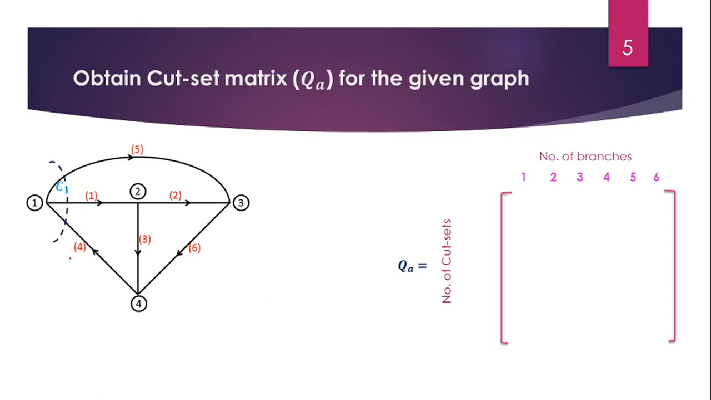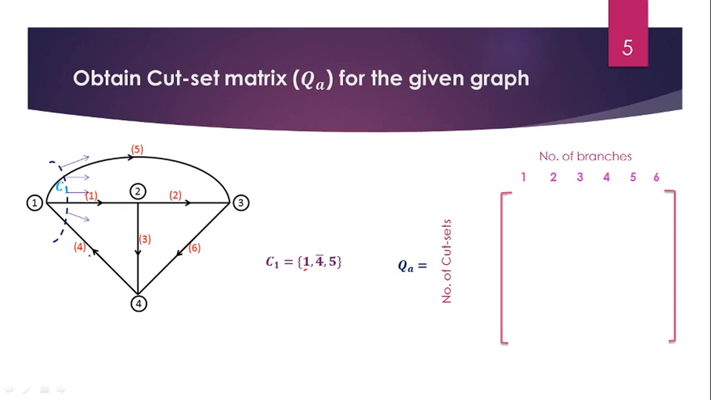So how can we write the cut sets? If we have a cut set C1, consider its orientation. We can assume the orientation, whether it is going away from node 1 or going towards node 1. Let's consider it is away from node 1. What are the branches cut here for cut C1? They are 1, 5 and 4. Branch 1 is going away from node 1, and the cut is also going away from node 1, so both coincide. That's why it is taken as +1 in the matrix element.